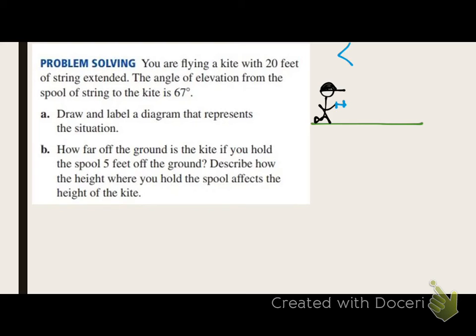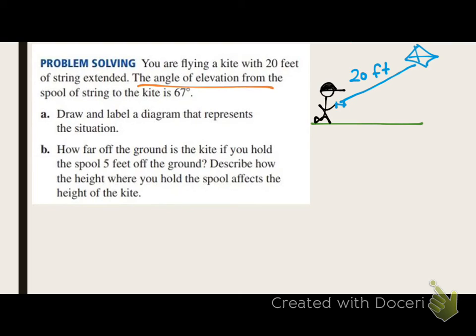When you fly a kite, is it directly above you or is it a little bit of ways off? A little bit of ways off. So when you draw it, make sure you draw it more at an angle, because kites don't fly directly above you, balloons do. Okay, you're flying a kite with 20 feet of string extended. So this string we just drew is 20 feet long. The angle of elevation from the spool of string to the kite is 67.